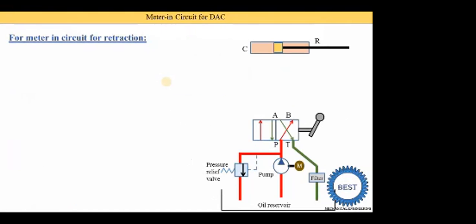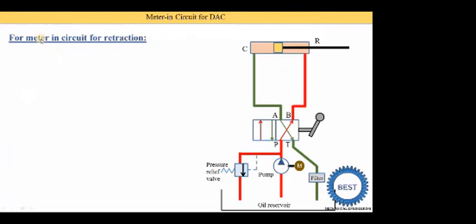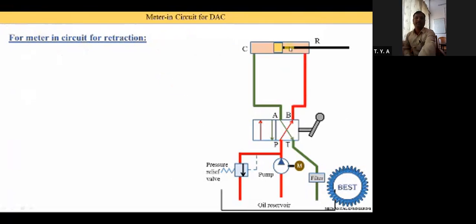This is a double acting cylinder with cap end and rod end ports. Now, according to the name, meter-in circuit for retraction. During the retraction, which side is our input? During retraction, this piston is moving from right to left. When we supply pressurized oil to the rod end port, it applies force and the piston starts to move from right to left.